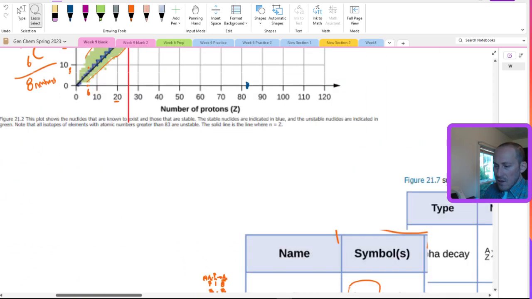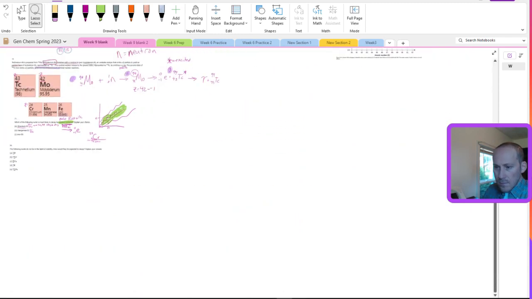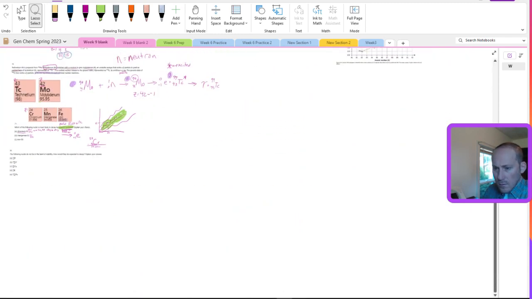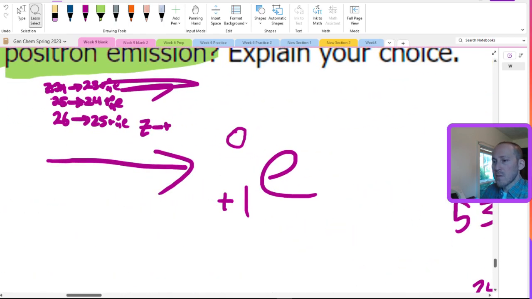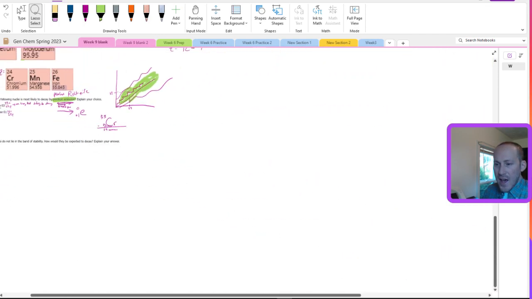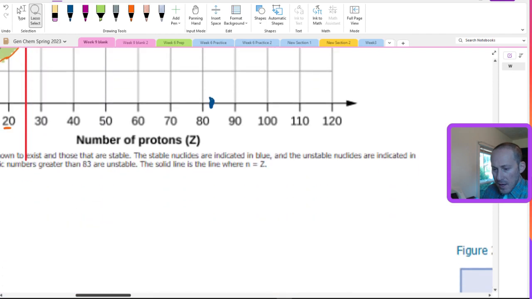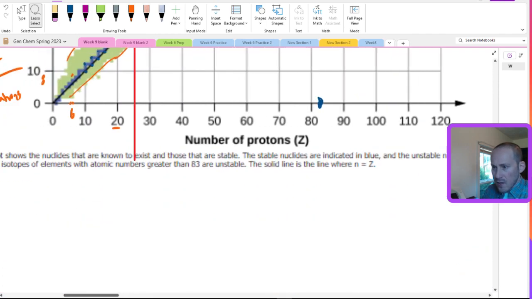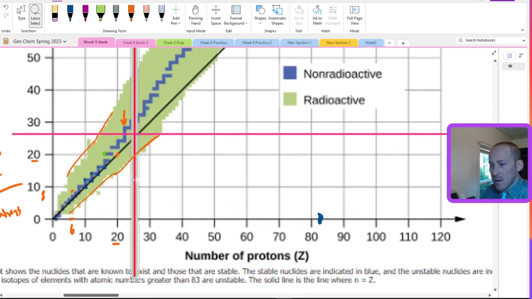And what have we talked about? Here it is. Made it real small. But it's going to make it go to 24. So if it had a positron emission, then the number of protons would go down by 1. If this went down by 1, are we now in the blue? We're still not in the blue.